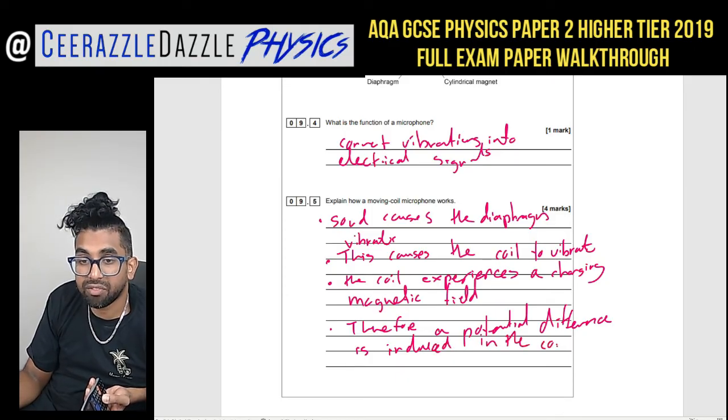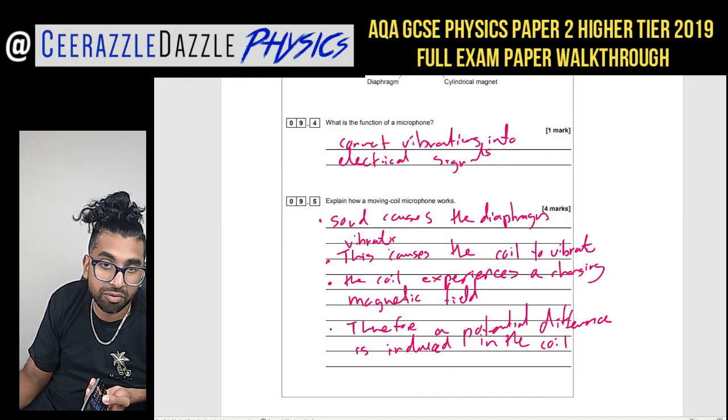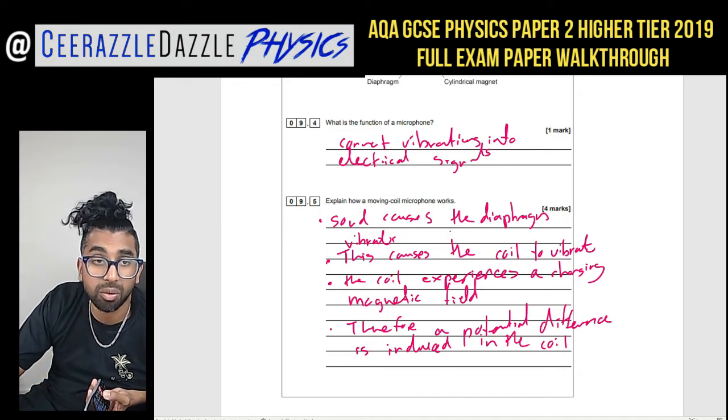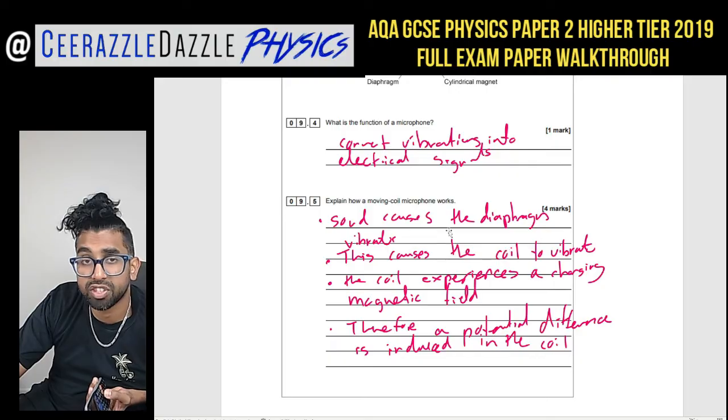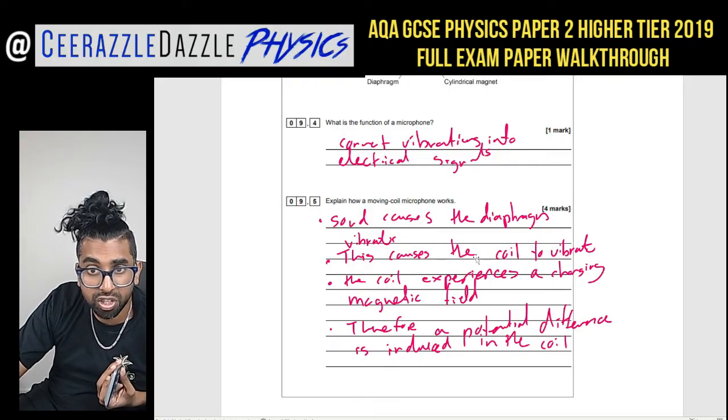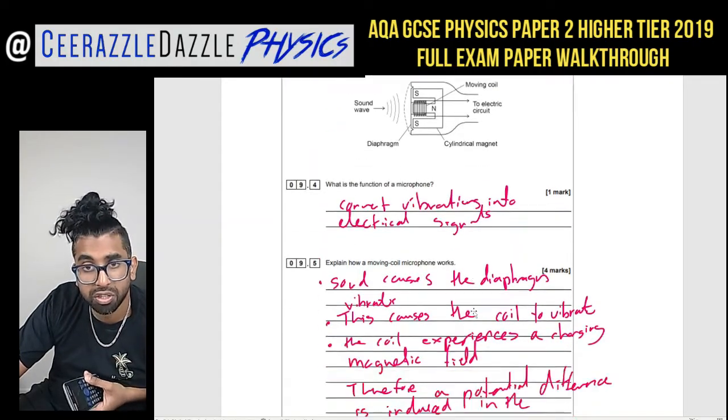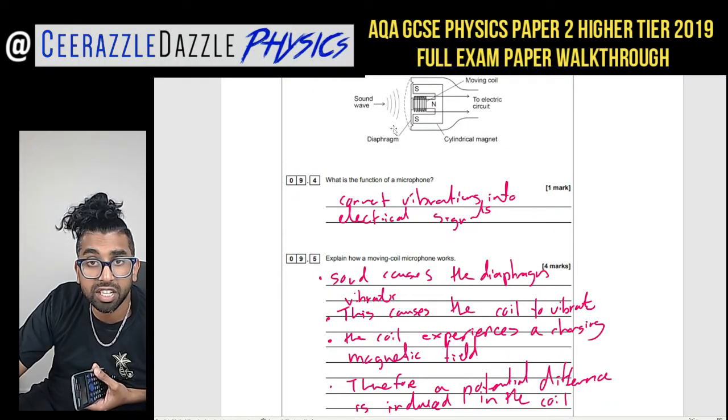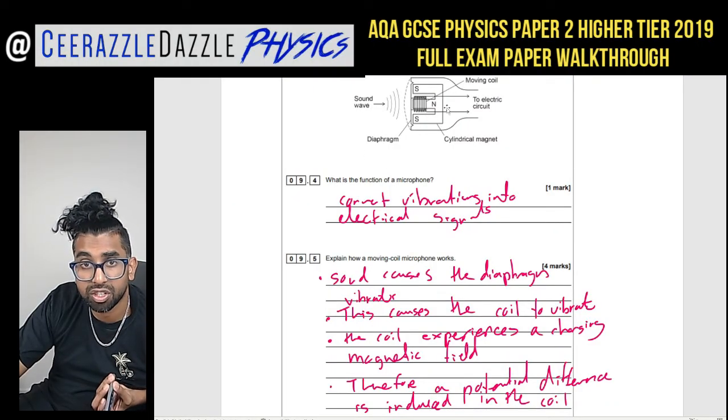And I would say, everyone, guys, make sure you understand the generator effect. I've got a whole video on the microphone and how it works using the terminology of the generator effect. Please make sure you watch that if you don't understand this one, because this is just one question. But truly understanding the generator effect will enable you to tackle this question as well.